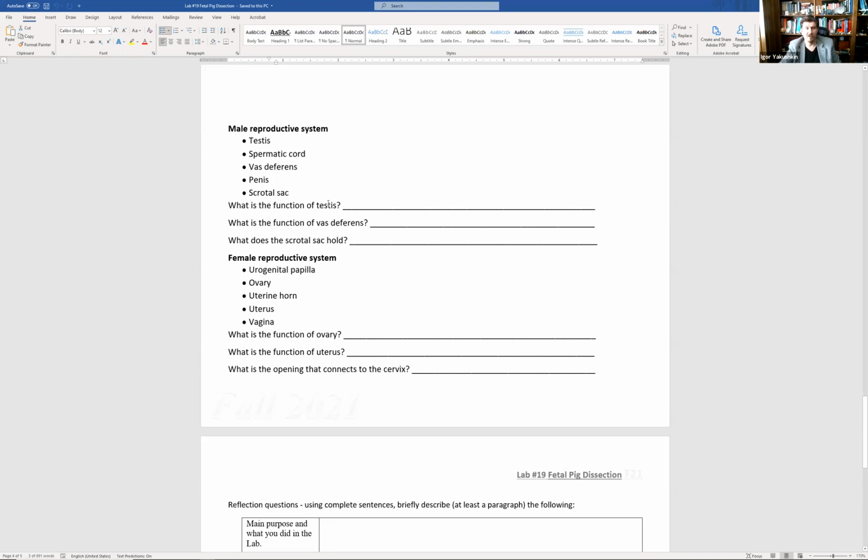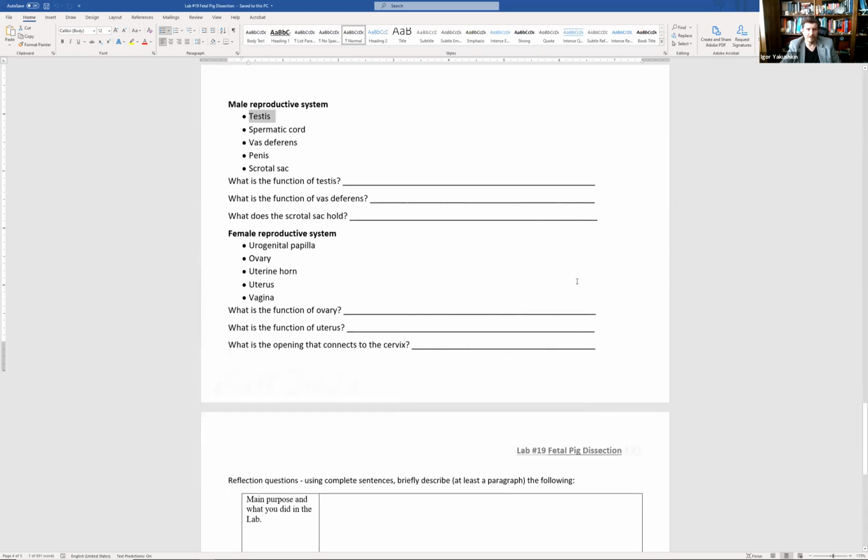What is the function of the testis? Produce sperm. What is the function of vas deferens? Vas deferens is a tube. This is how the sperm gets from the testis into the penis and then out in the wild, so to speak. What does the scrotal sac hold? It will be holding testes.